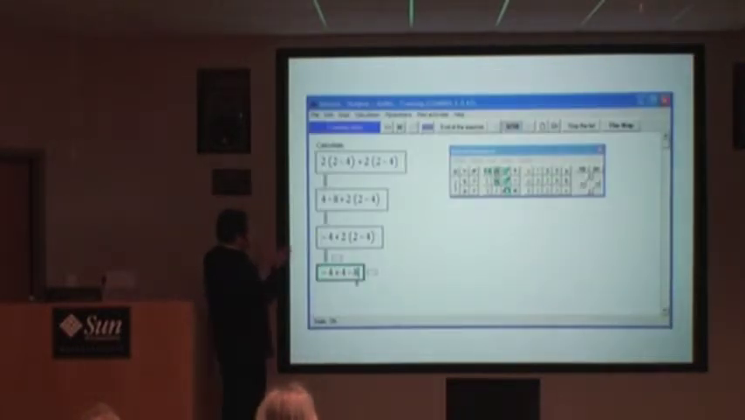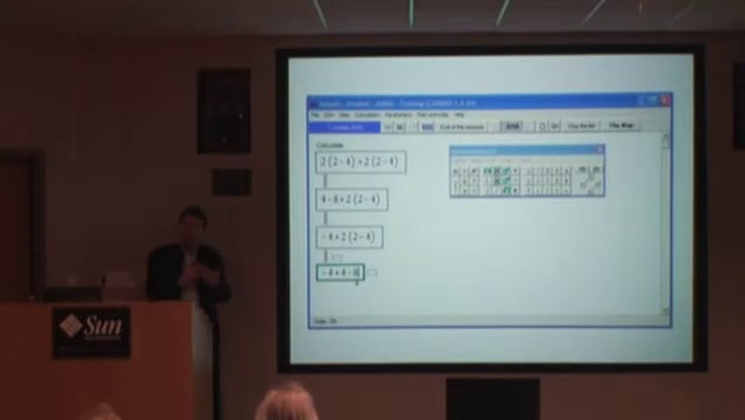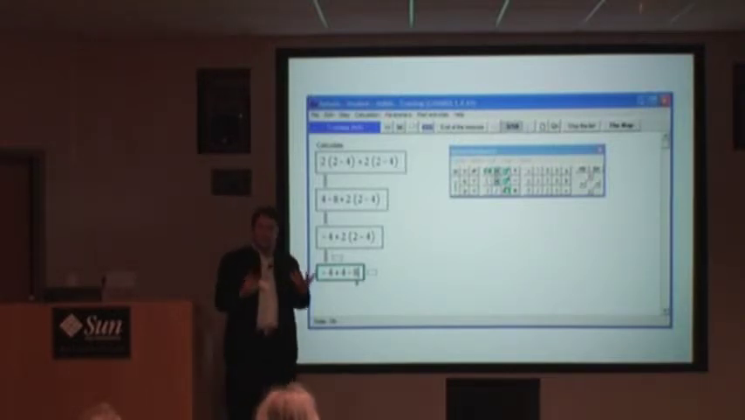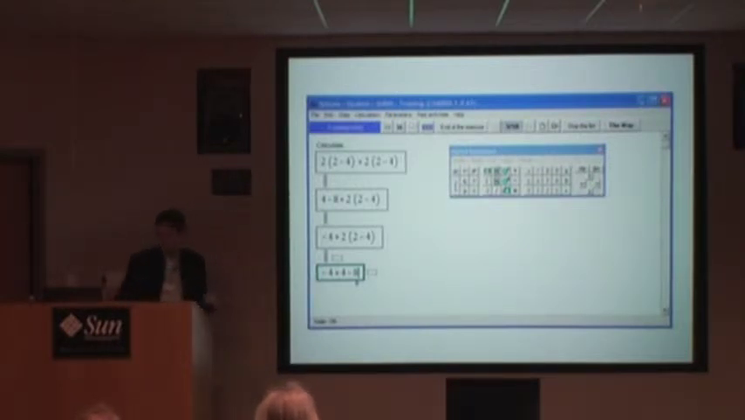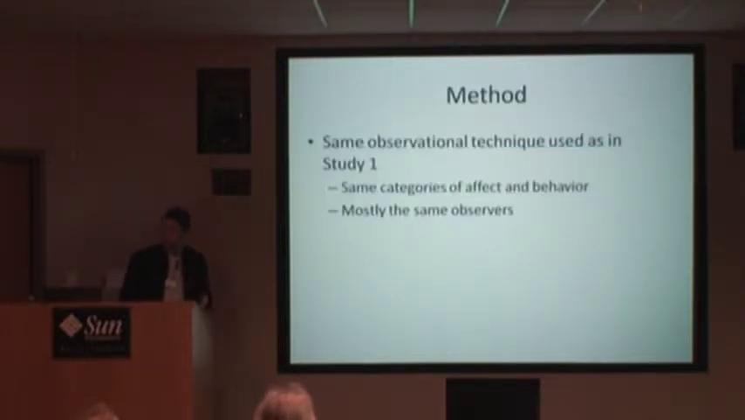Here's a picture of A+6. It's actually a much drier intelligent tutoring system than the cognitive tutors. It doesn't have the pictures and the graphs and the scenarios that cognitive tutors do. It just has equation solving. Same observational study technique used as in the previous study. Exact same. Almost all the same observers, too. We've done pretty well with retaining our research assistants and associates in that group.